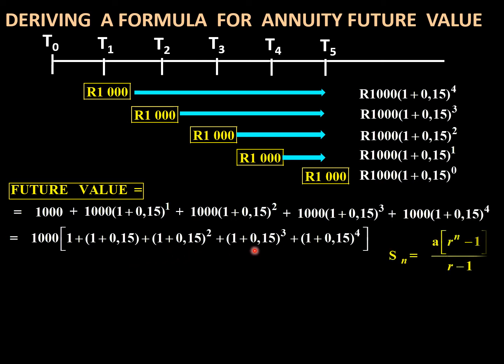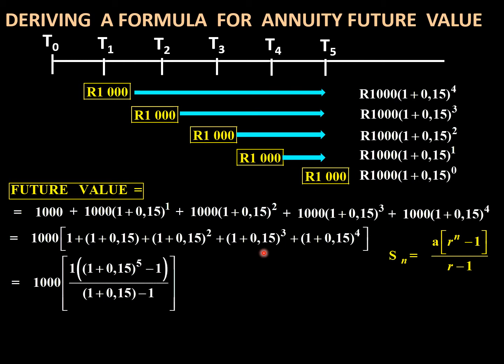So we use the sum formula for a geometric series, and if we substitute, what is your a value? The a value here is 1, and the ratio is 1 plus 0.15. So if we substitute, the a value is 1, the ratio is 1 plus 0.15, and the n value, there are 5 terms, right? And this will give us a formula for finding the future value of an annuity, right?